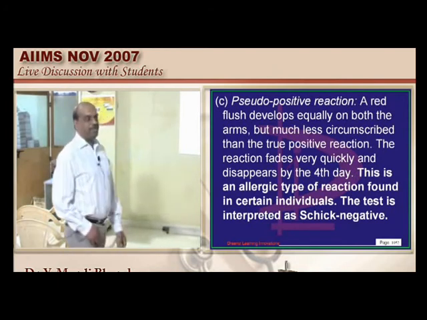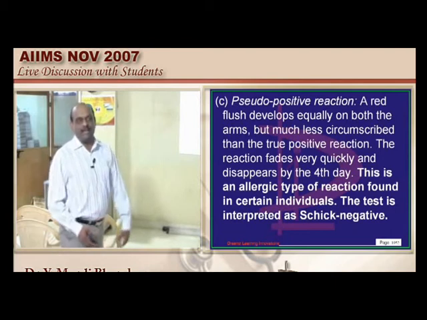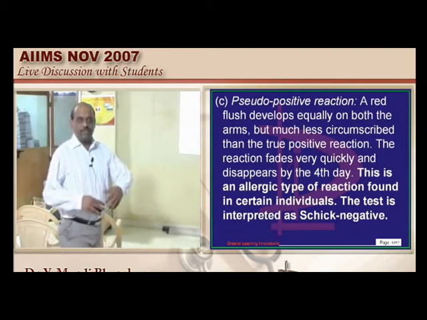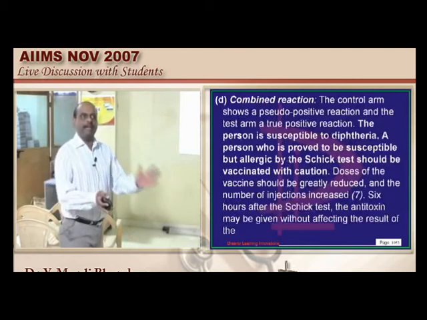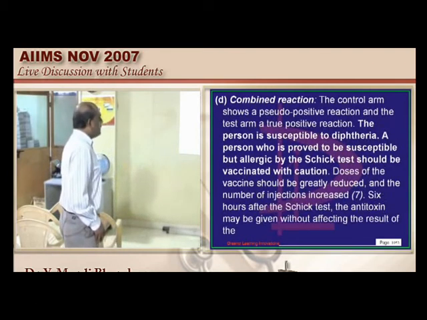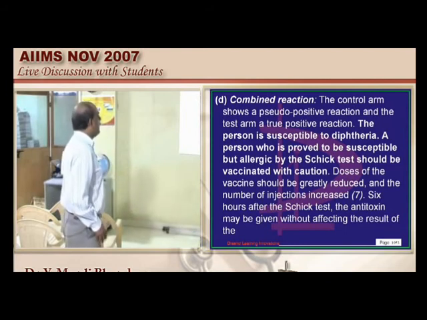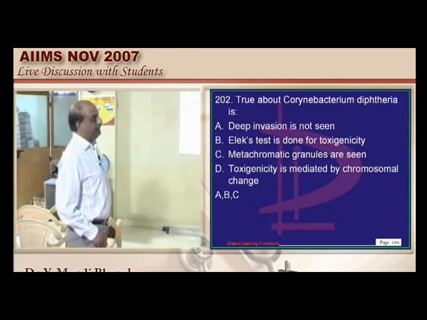Then what is pseudopositive? They can have allergy towards the diphtheritic toxin. We don't know whether they are sensitive or immune, but they are allergic at least. Then combined means they are susceptible and also allergic. Both the things will be there, which is called the combined reaction.